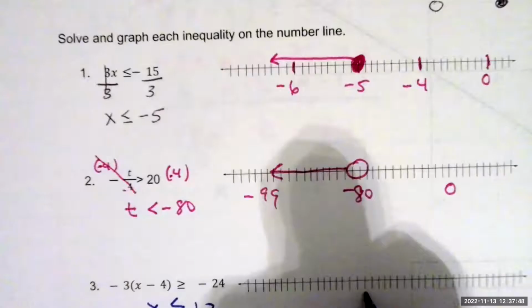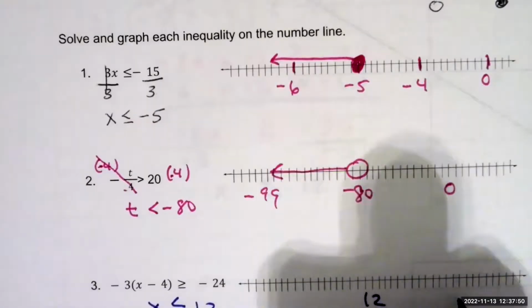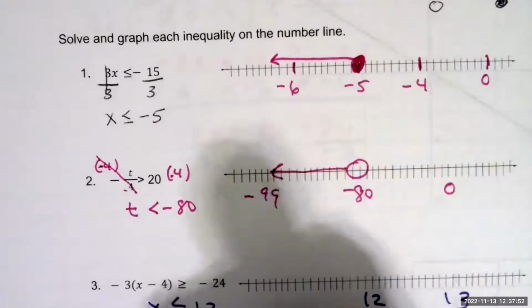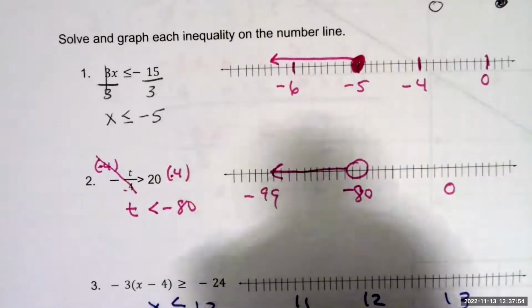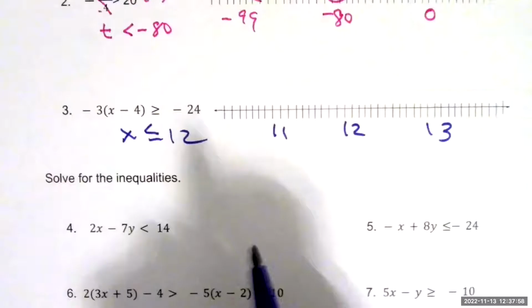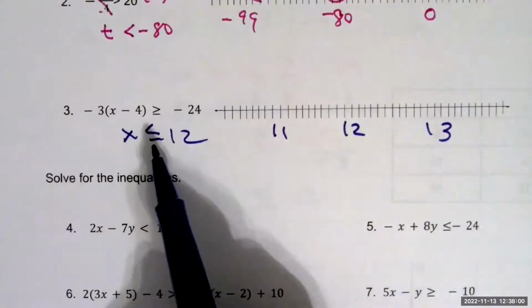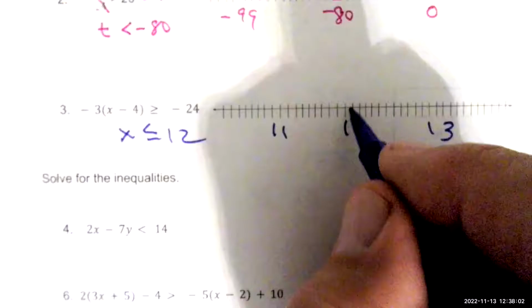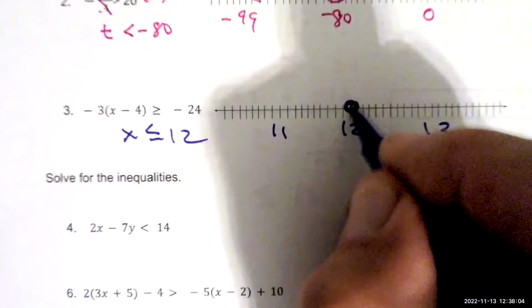So I'm going to put 12 here. I'm going to pick a number greater than 12. We'll say 13, and a number smaller than 12. We'll say 11. If you look right here, oh, you can't see it, sorry. If you look right here, you can see that it's a closed. So we're going to put a big closed on the 12.